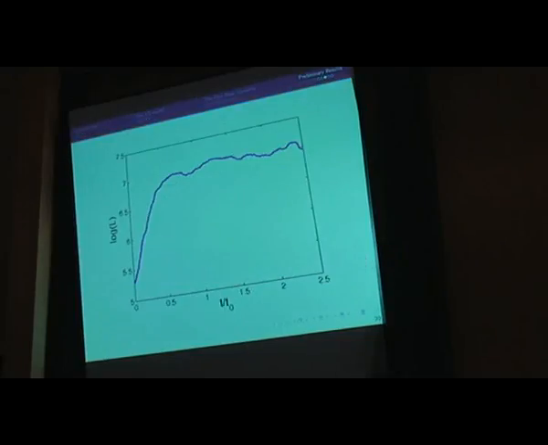Okay, when we do this, the nonlinearity works, so we get an initial growth, and then we get a saturation of this flux tube dynamo.